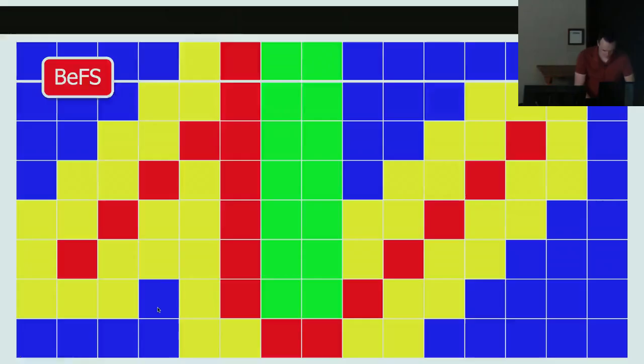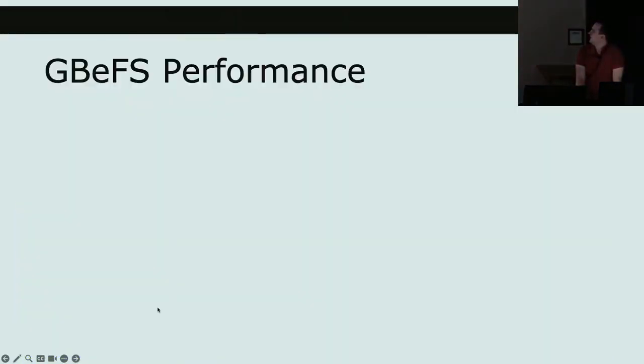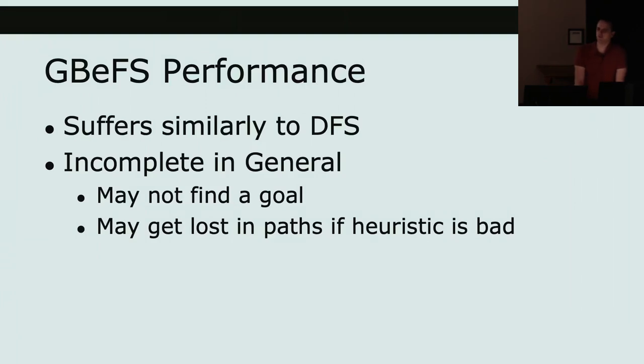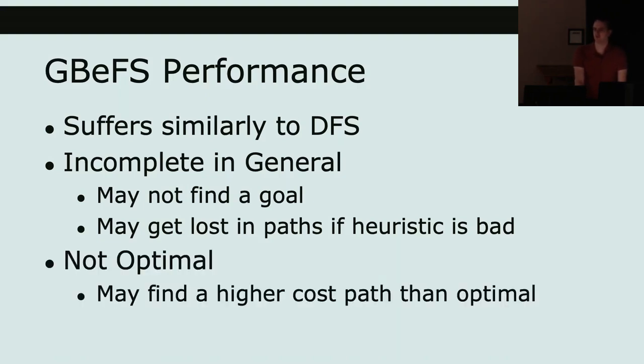Let me see if I can remember this hotkey. There we go. So the performance of greedy best first search. It suffers similarly to depth first search. It is incomplete in general. It may not find a goal. It may get lost in weird paths if the heuristic is really bad. And it is certainly not optimal.